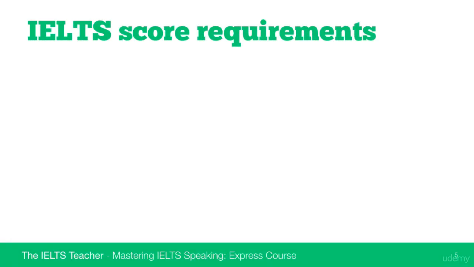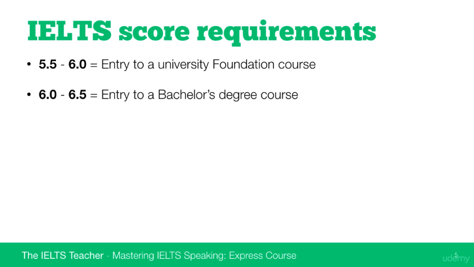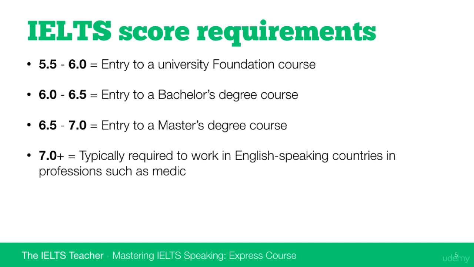Finally, if we think about the score requirements for IELTS, if you want to get into university and do a foundation course, you generally need around about a 5.5 to 6. In order to gain access to a bachelor's degree course, you're looking for more of a band 6 to 6.5. It'll be a 6.5 to a 7 for entry to a master's degree course. And anything that's band 7 or above is typically required to work in English-speaking countries in professions such as medicine and law and accounting and academic research.